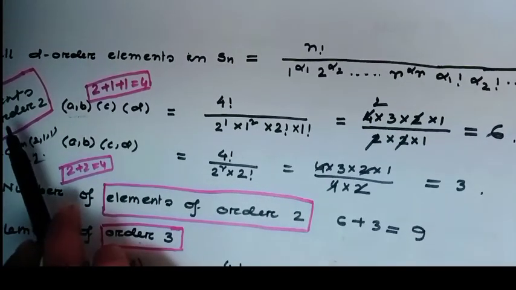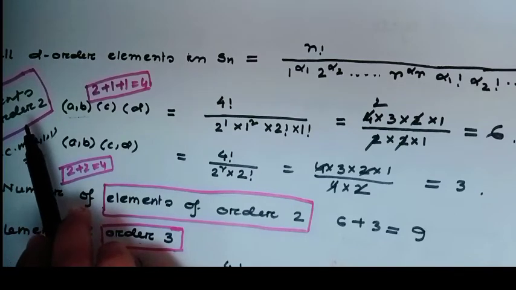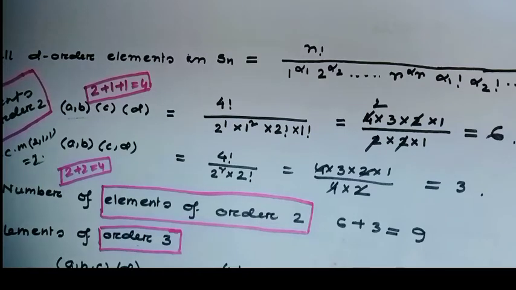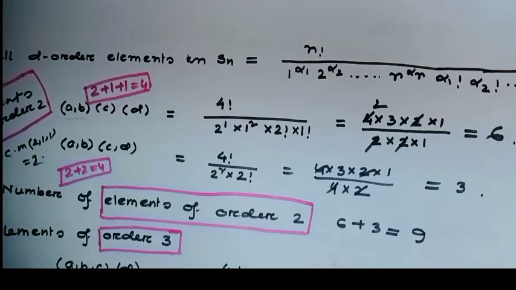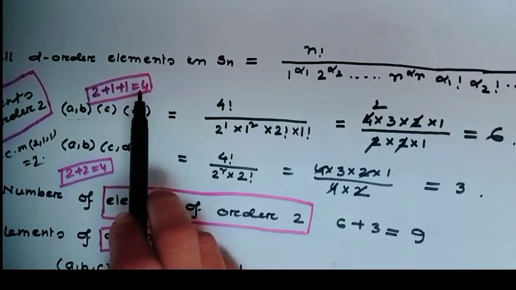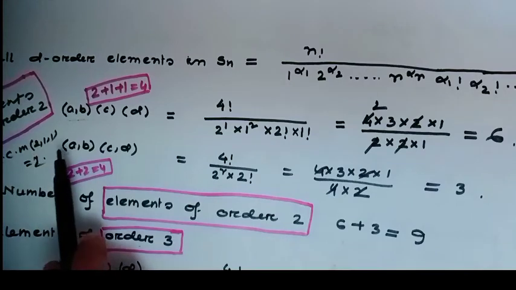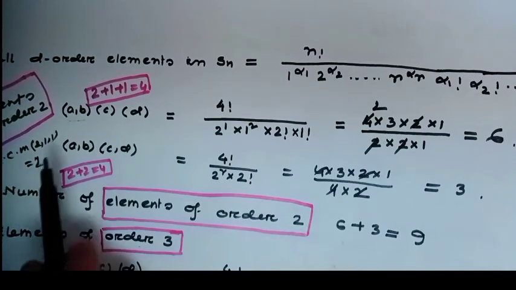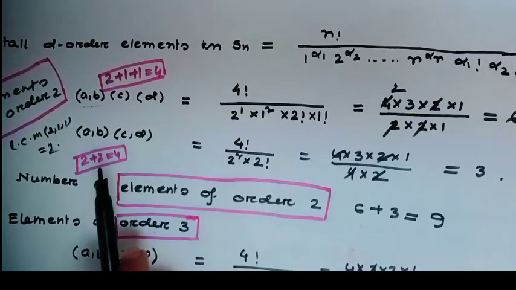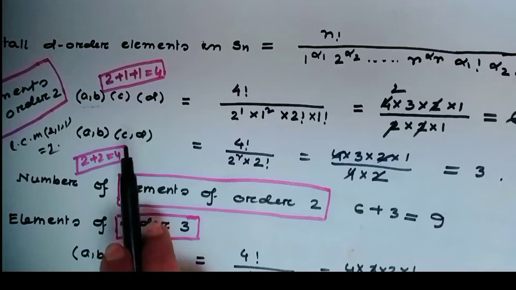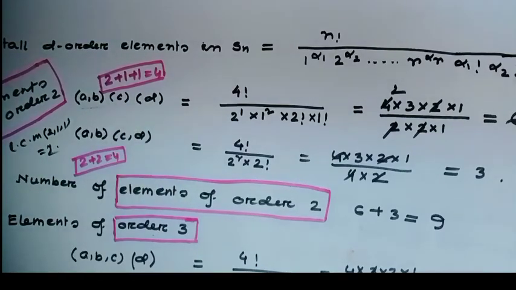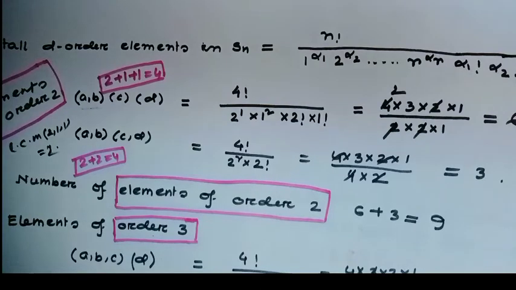Number of elements of order 2 in Sn, S4. At first, partition S4: 2 plus 1 plus 1 equals 4, and LCM of 2, 1, 1 equals 2. Similarly, 2 plus 2 equals 4 and LCM of 2, 2 equals 2. Therefore, there exist two type partitions of order 2 elements.